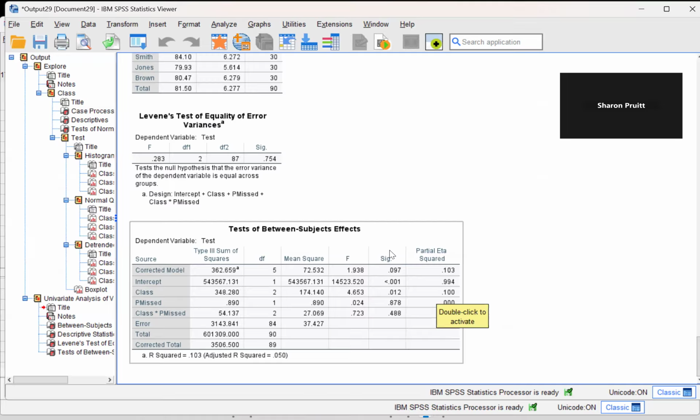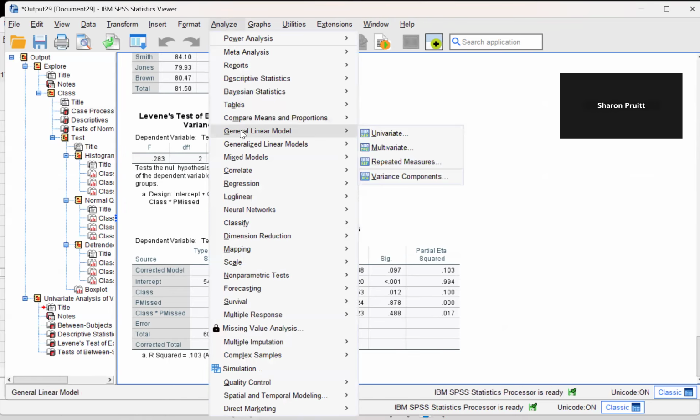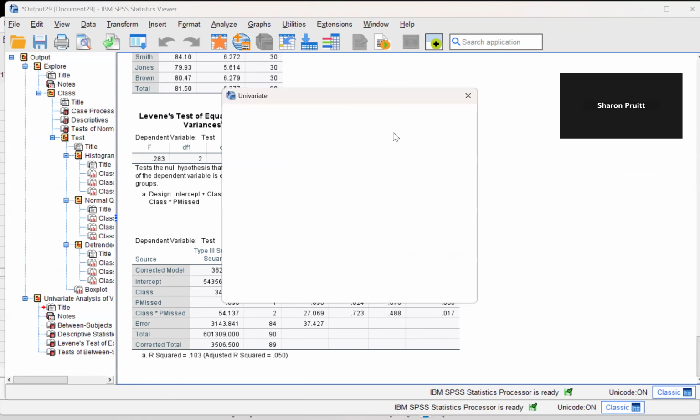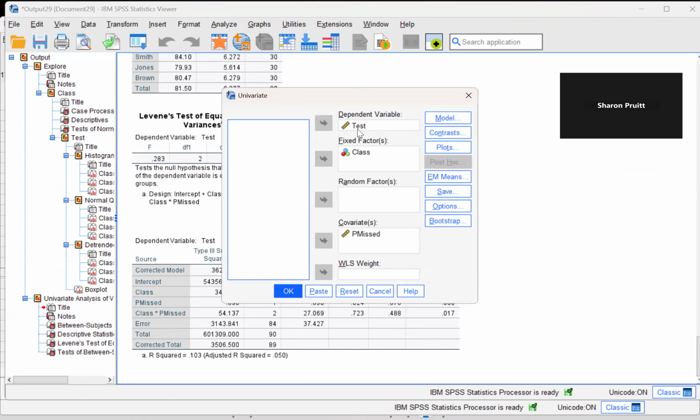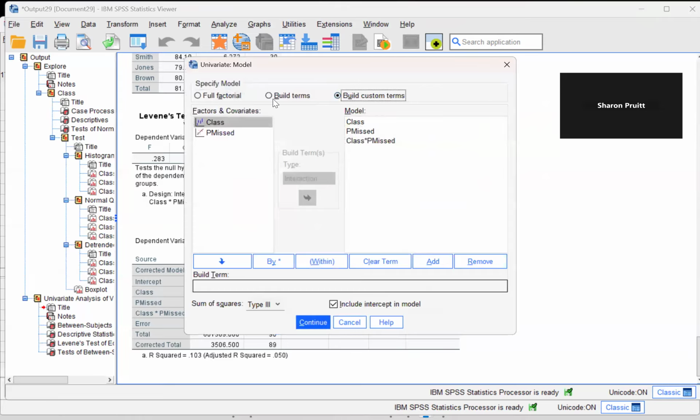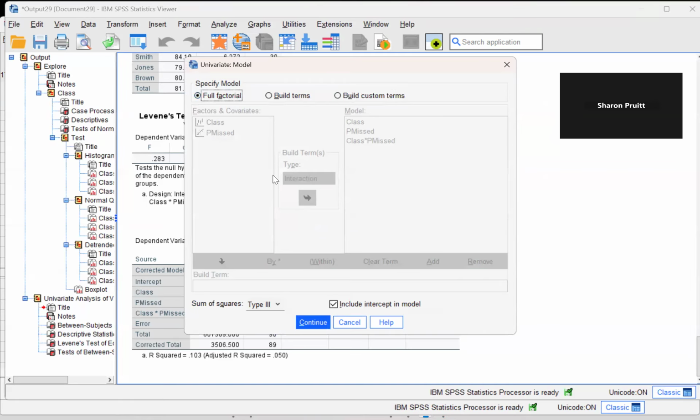Next, we wanted to check the homogeneity of variance for Levene's test of equality of error variances. The way we do that, we go to Analyze, General Linear Model, Univariate. And we note that the dependent variable is already in the correct box. Fixed factor class is in its correct place, as well as our covariate periods missed. But we must go back to Model and change that back to Full Factorial.